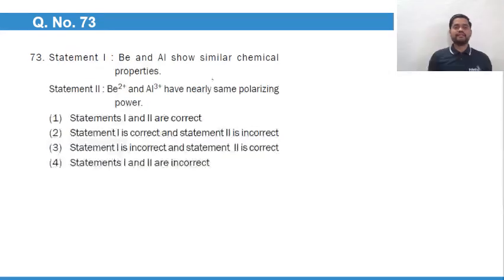73. Beryllium and aluminium show similar chemical properties. True. Okay, beryllium ion and aluminium have nearly the same polarizing power. True, because of diagonal relationship, and hence option number 1 will be the best answer.